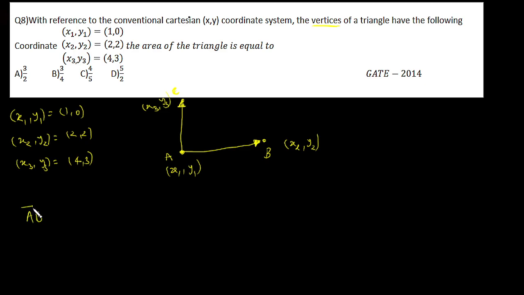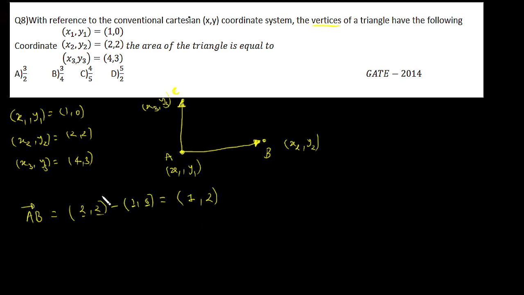AB vector, now how can we find it? By simply subtracting A's coordinates from B's coordinates. So let's subtract. We have x2 y2 here as 2 comma 2, and A's coordinate is x1 y1, which is 1 comma 0. Now do the subtraction. What we get is simply 1 comma 2, because we subtract 1 from the x coordinate, and here we subtract 0, so 2 remains as it is.